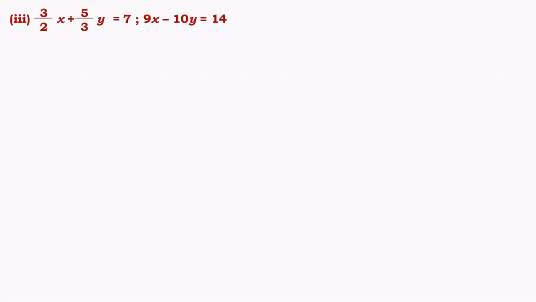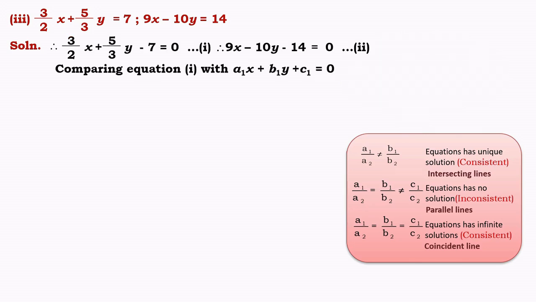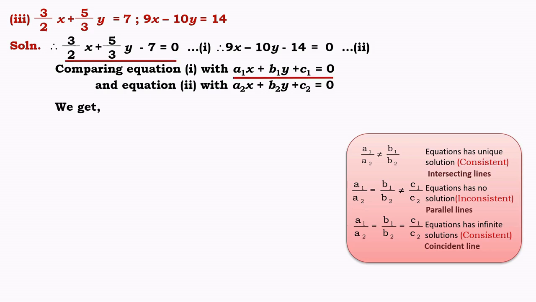Let us now solve this example. We are given two equations: 3 by 2x plus 5 by 3y equals 7 and 9x minus 10y equals 14. First, convert both equations into standard form, ax plus by plus c equals 0. So, the equations become 3 by 2x plus 5 by 3y minus 7 equals 0 and 9x minus 10y minus 14 equals 0.